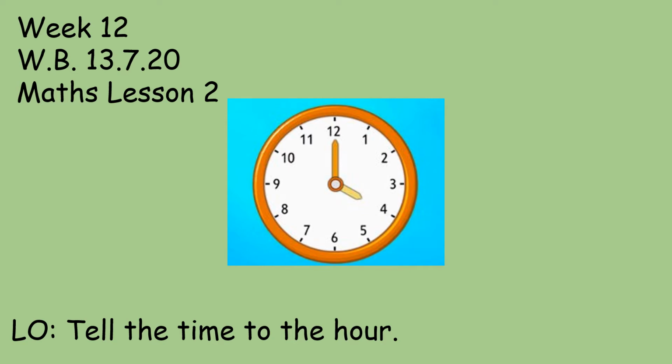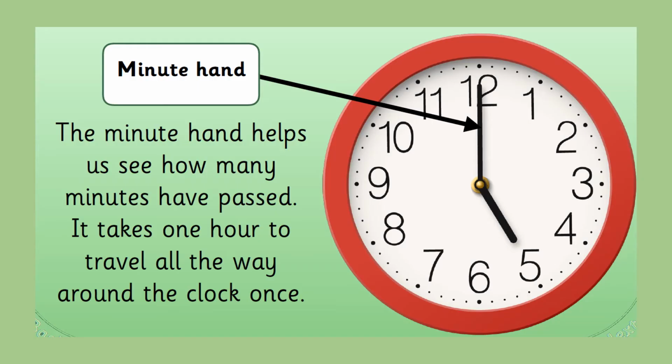It's week 12, Maths lesson 2, and our learning objective today is to tell the time to the hour. So today we're going to be using an analog clock to help us to tell the time to the hour. So let's look at the different parts of an analog clock.